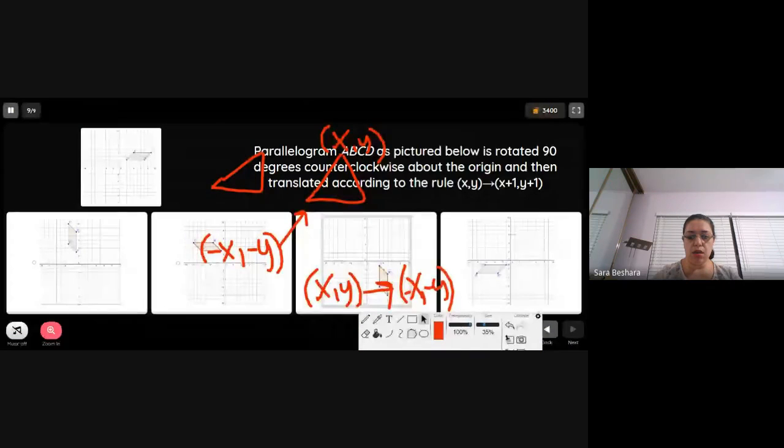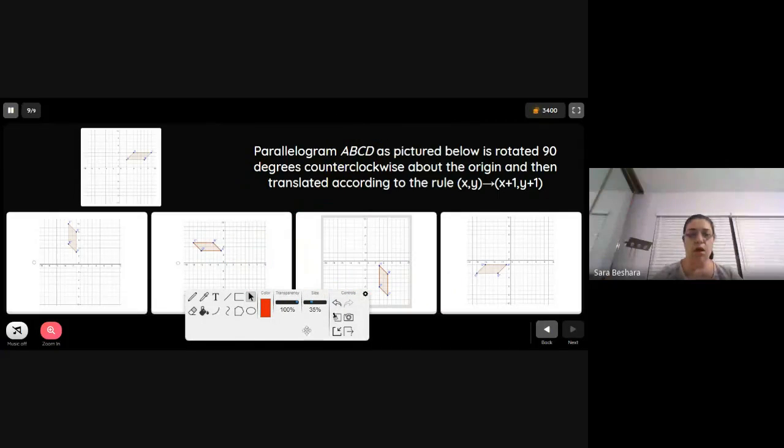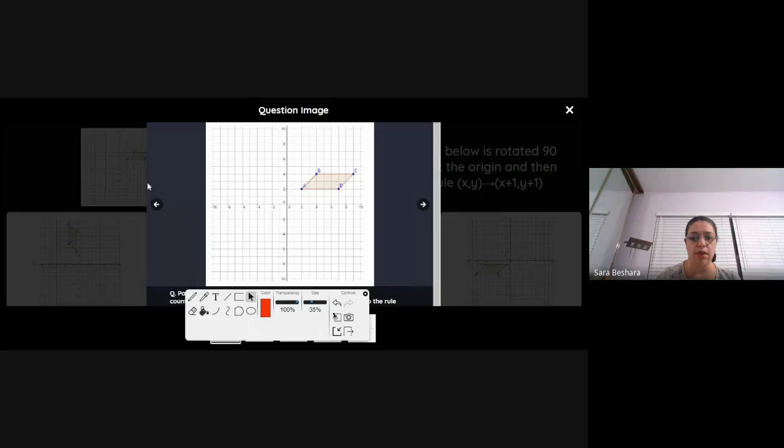All right, I think this might be my last question. I hope this is not a long video. All right, parallelogram ABCD is pictured, and it is rotated 90 degrees counterclockwise about the origin, then translated according to the rule x plus 1, y plus 1. A good rule of thumb for these questions, because they all look geometric, is that you can take that figure and apply the two transformations. First rotate it, then do the translation.